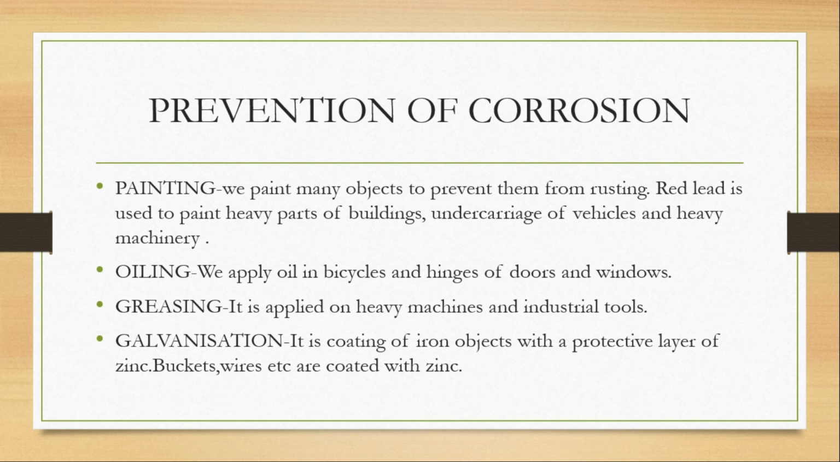Then we have another process called galvanization, where we coat the iron objects with a protective layer of zinc. Now you might have seen galvanized iron buckets, wires, we call them GI wires, and you may have seen the bodies and the fan parts or coolers in your home having the galvanized objects.